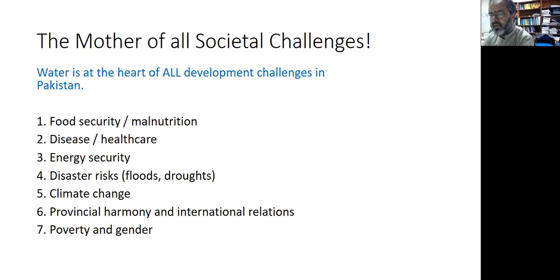Many of the waterborne diseases, 50% of the hospital beds in Pakistan are actually related to waterborne diseases. Energy and water, they are together in hydropower, so energy security is closely related. Many of the disasters in Pakistan, they are either floods or droughts, so they are water related. Climate change. In Pakistan, the climate change issue, which as you know is a very big issue, is related to carbon emissions. Well, it is. We are feeling the impact, but really, it is not more about carbon, but really H2O water.